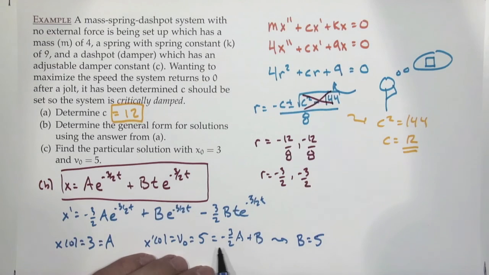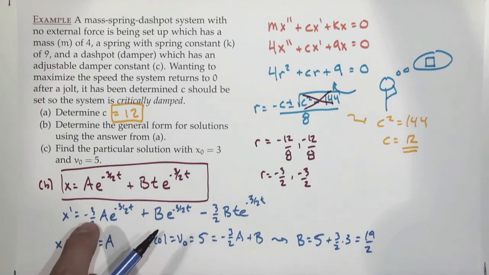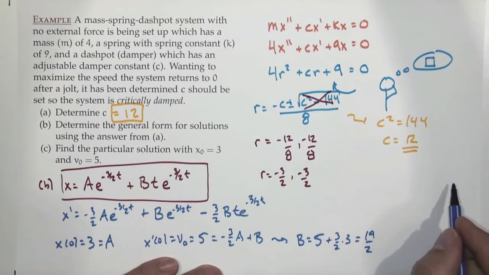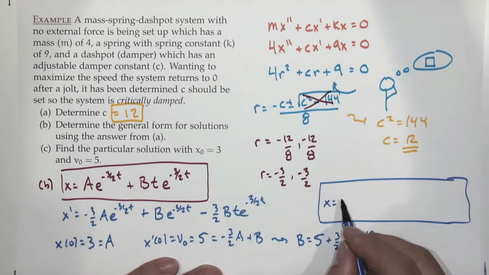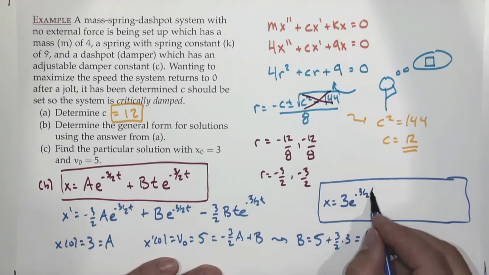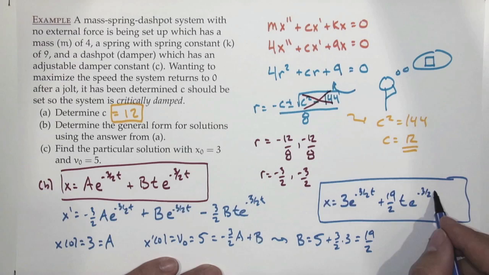That tells us that b has to be 5 plus, because when we bring over, it's going to become a plus 3/2 times a, which is 3/2 times 3. Well, all right. So 3/2 times 3 is 9/2. 5 plus 9/2, also known as 19/2. And so we know a, we know b, so our answer for C will be a e to the minus 3/2 t plus b, 19/2 t e to the minus 3/2 t.